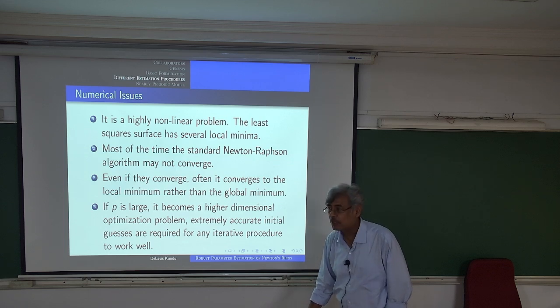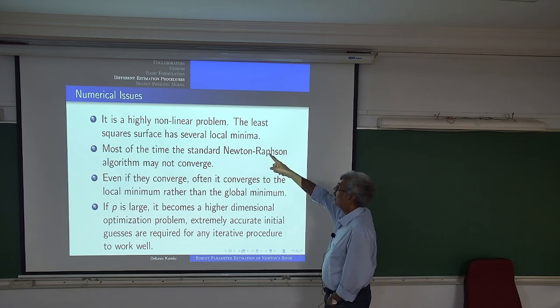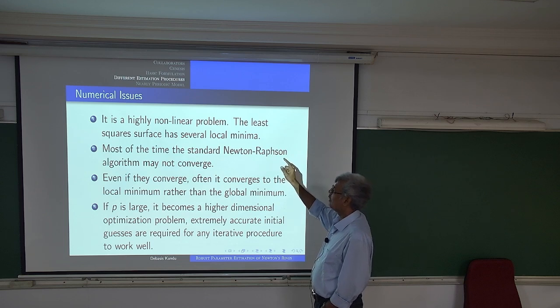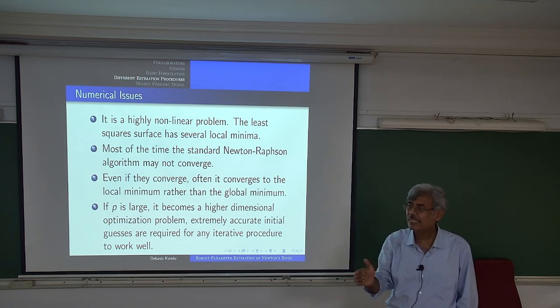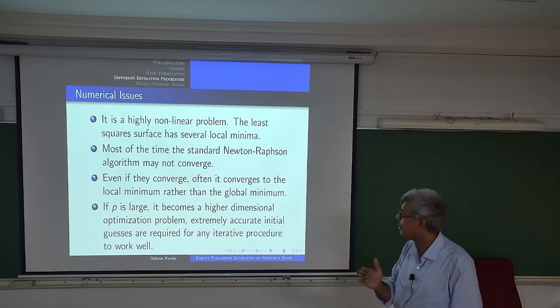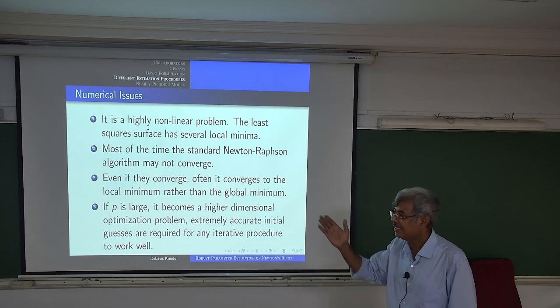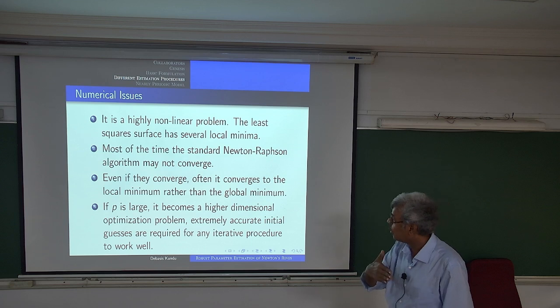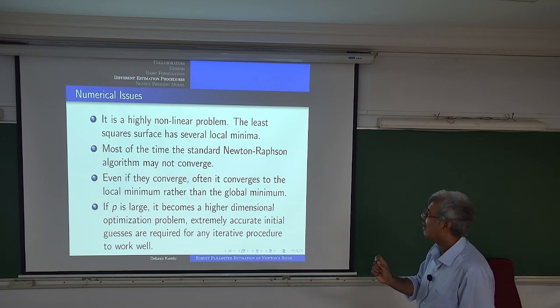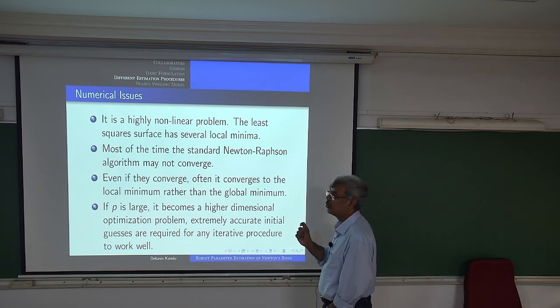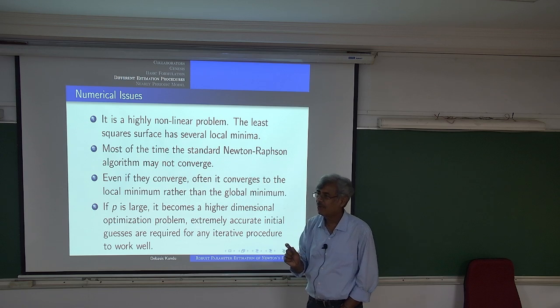Of course. So here the problem is all the more difficult because not only does it have lots of local minima, since in this case we are trying to minimize, you also need to know how close you should choose your initial guesses. And that makes it an extremely difficult one.